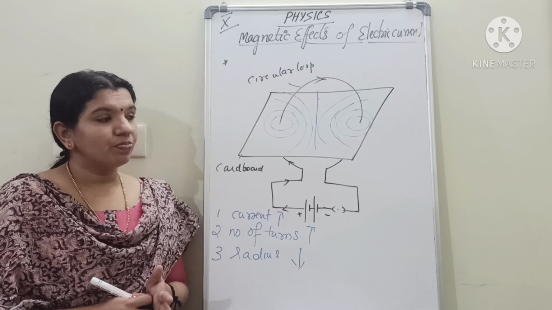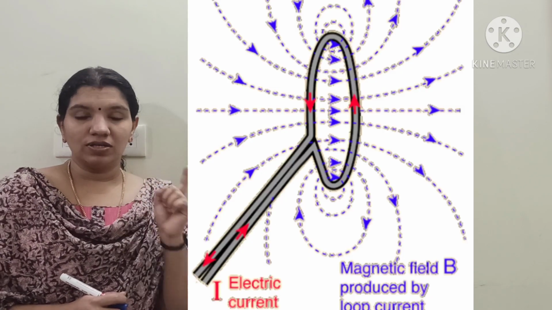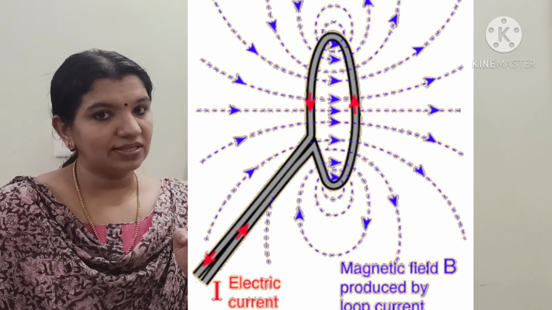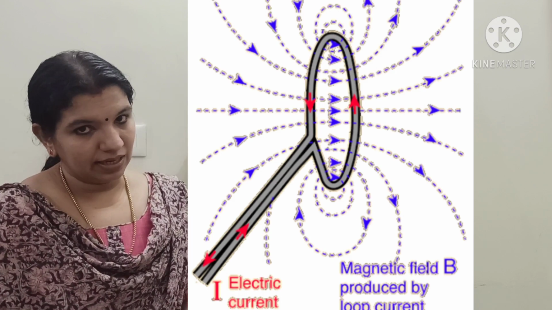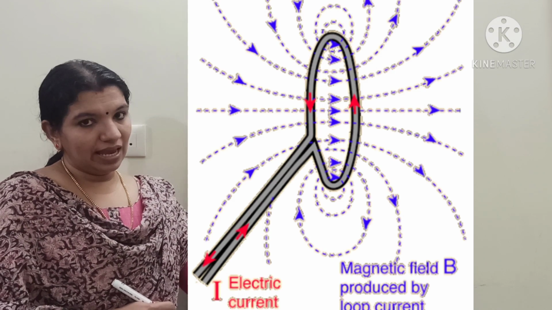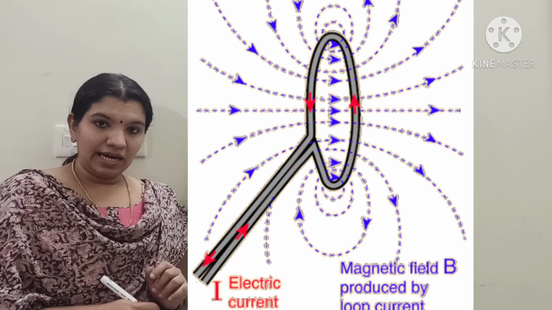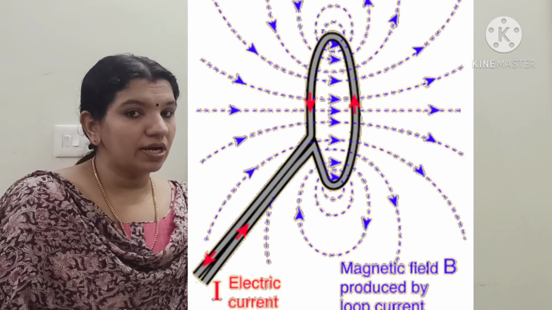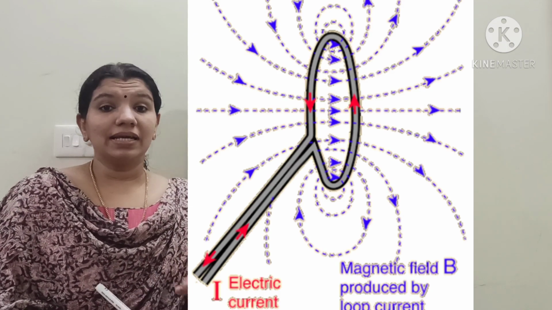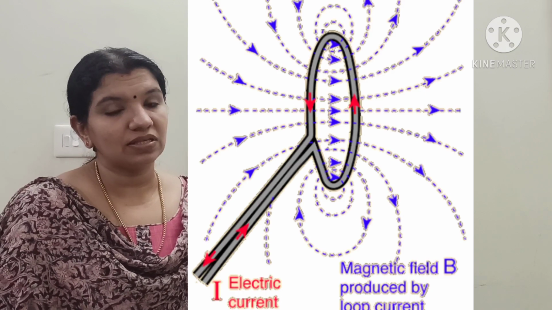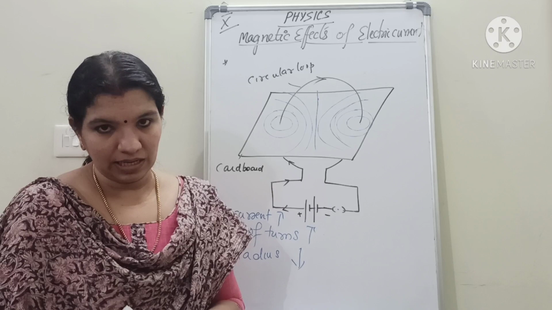How can you explain? As in the case of a circular loop, at each point if I am taking, there will be concentric circles, and as it moves towards the center, the strength of the magnetic field is increased. And at the center, it depends on two factors. First one is the current and second one is the radius. It is directly proportional to current. As the current is increased, the strength of magnetic field also increases. But it is inversely proportional to radius of the circular loop. That means as the radius is increased, the strength of magnetic field is decreased.